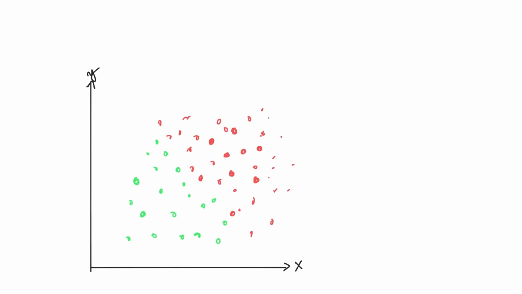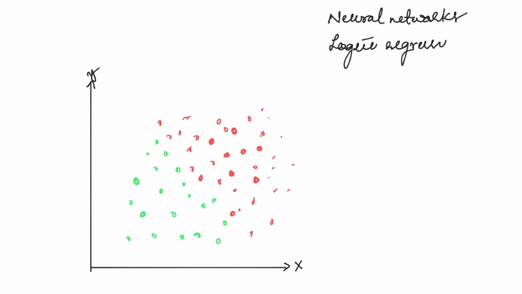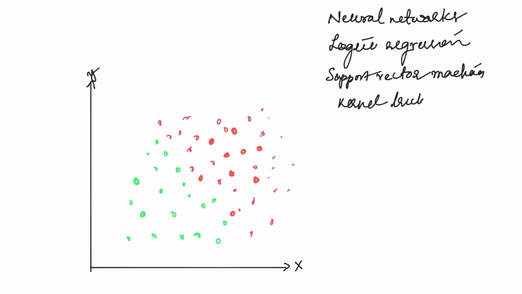So let's take each one. We're going to talk about neural networks, logistic regression, support vector machines, and kernel tricks. Okay, so in neural networks, what usually happens is a simple definition.